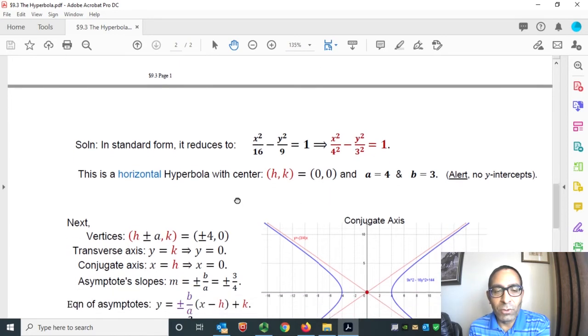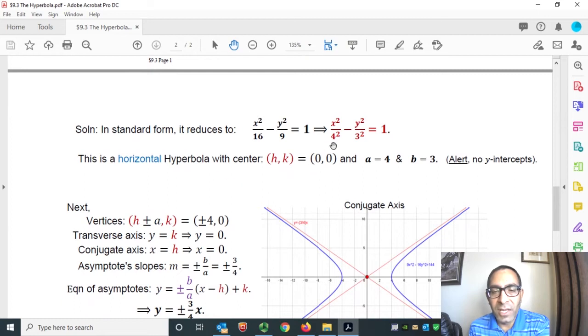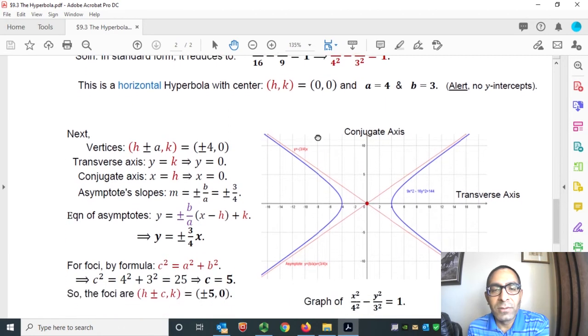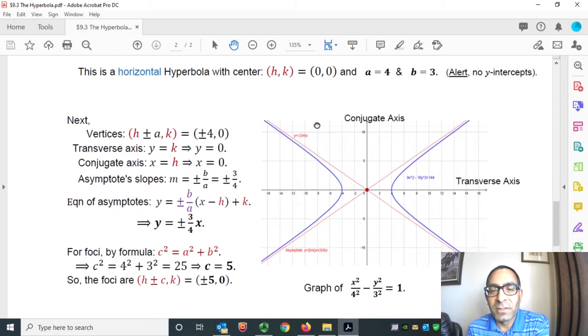So this is a horizontal hyperbola. Here a equals 4, b equals 3, and the center is at the origin. I hope this makes sense to you all. Next, let me scroll down. Maybe that's better. Yeah, that's better.